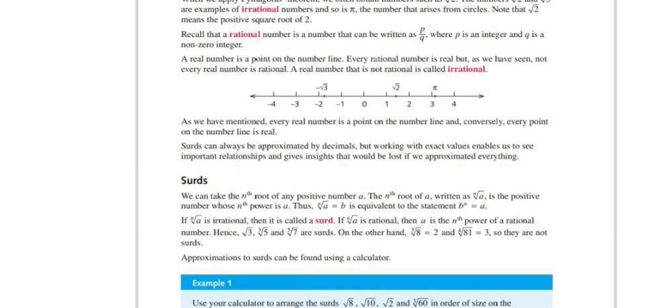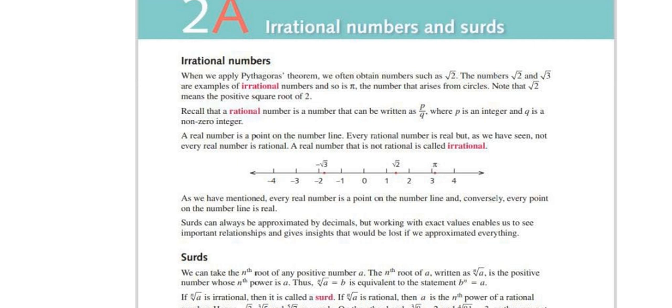What do you mean by an irrational number? Before that, you have to study what a rational number is. A rational number means any number that can be written in the form p by q, where p and q are integers and q is not equal to 0. These are called rational numbers.